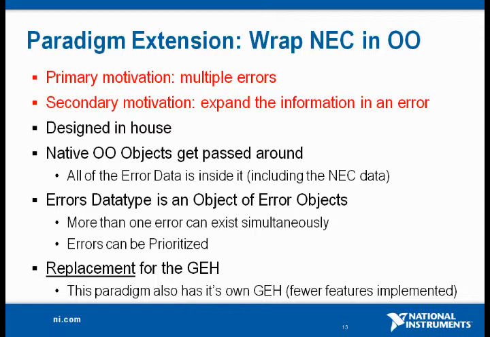All of the error data that you would normally have in the native error cluster plus more stuff is inside of that object. I had an error data type, which is your error, and an errors data type, which is essentially a list of errors. So the errors data type is an object of error objects. I can understand how this would be confusing to people that don't know OO, which is why you go and do a class. More than one error can exist simultaneously. Errors can be prioritized.